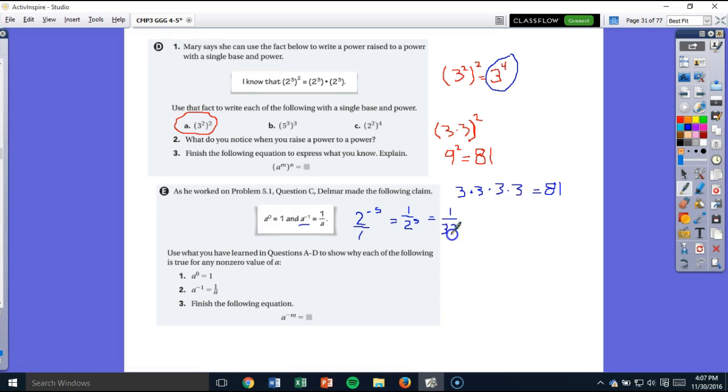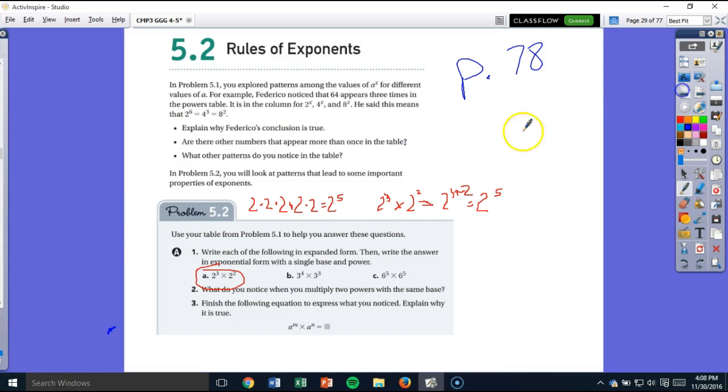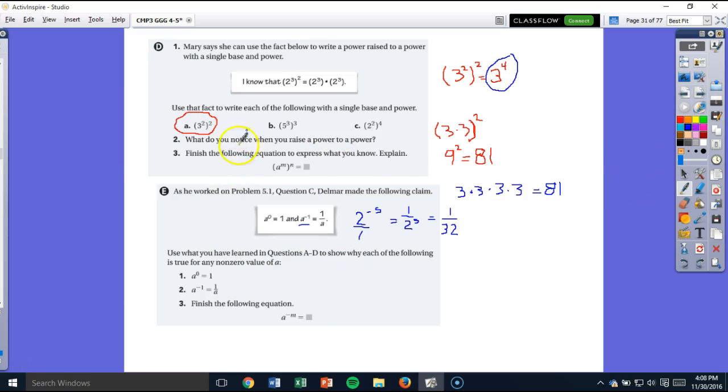I know I went through this fast, but there's a lot of stuff here on these 3 pages. I've done part A of 1. I want you to do the rest of these, B and C, as well as 2 and 3. Same here, B and C, 2 and 3, B and C, 2 and 3, and then just be aware of this last part. See if you can rewrite this equation.